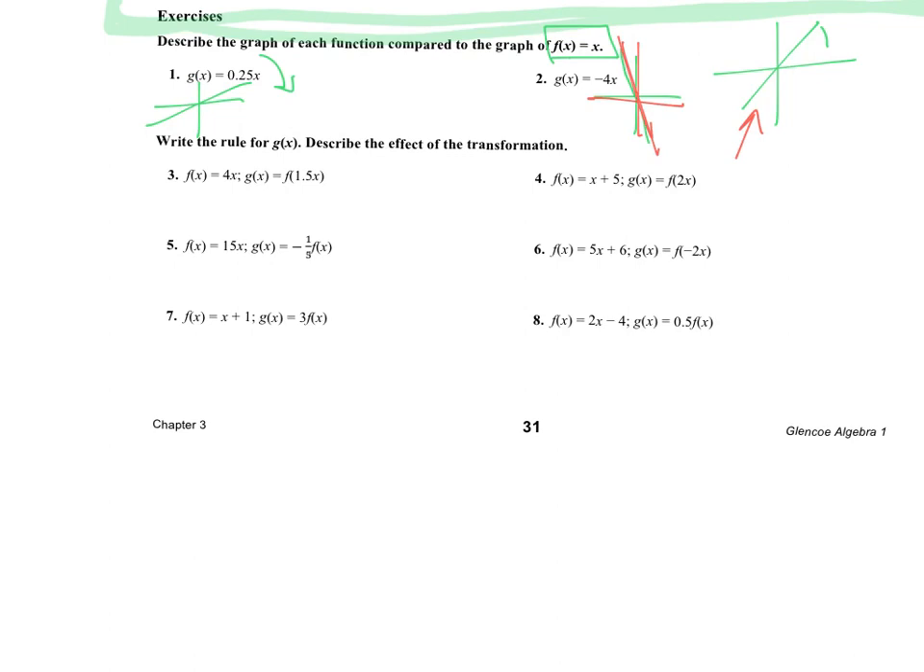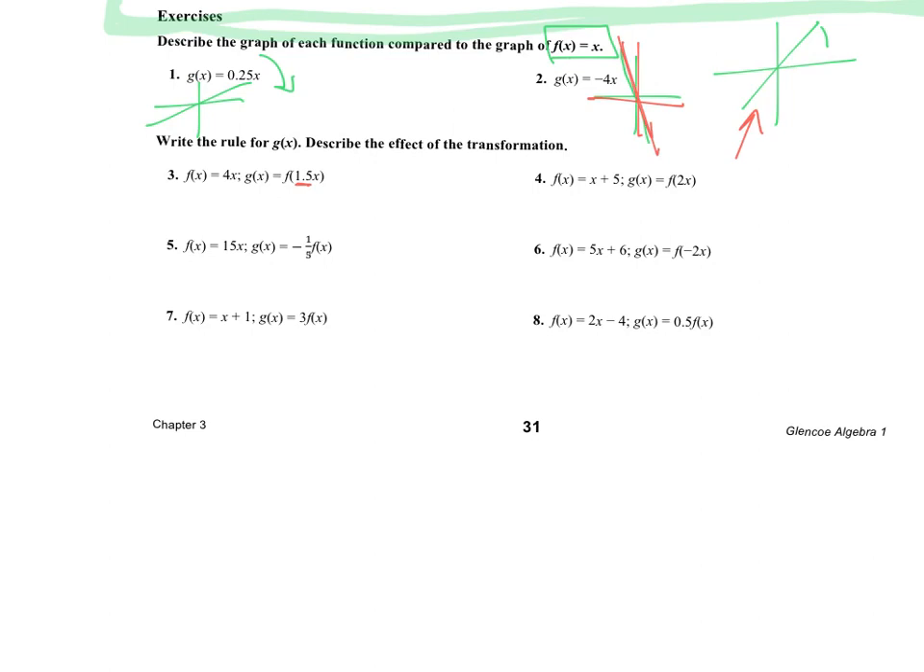So there was just describing the graphs. For 3 through 8, we're going to write a rule for g of x, which I think we can do, and then describe the transformation. If you're not sure, use Desmos, graph these, and then try to describe what's going on. So my main function, f of x, is 4x. My new function says, okay, I want to multiply this input by 1.5.